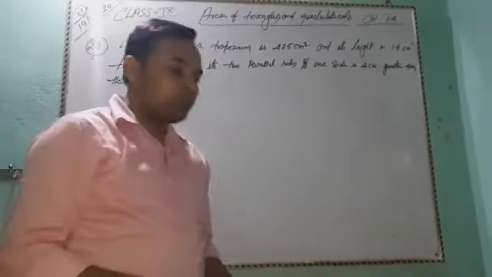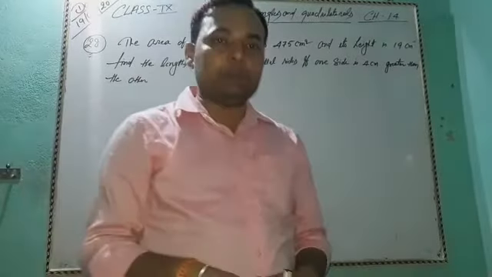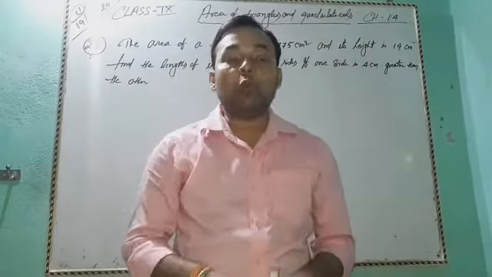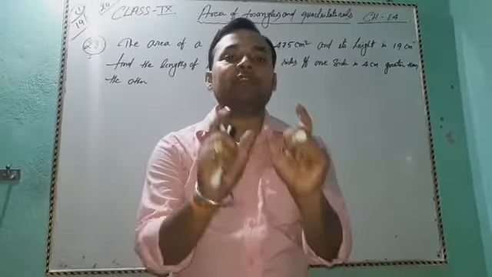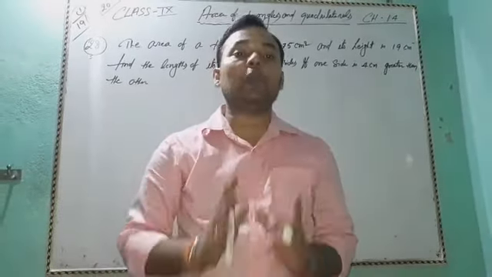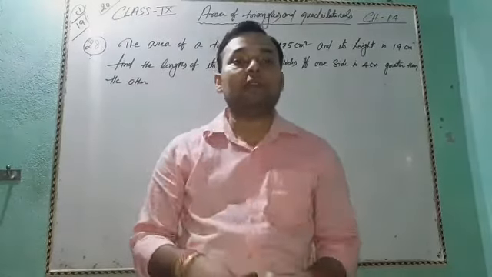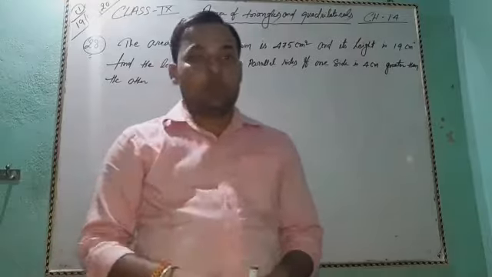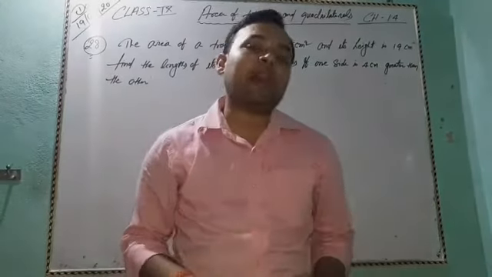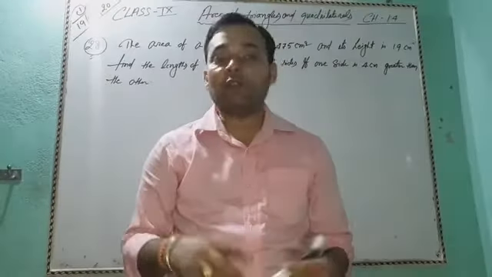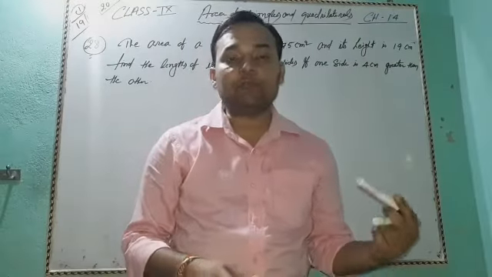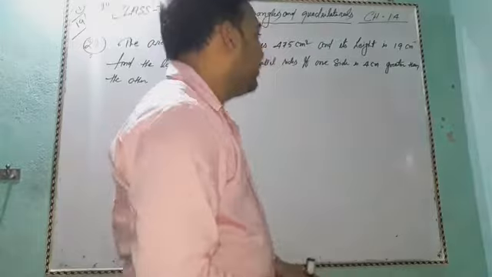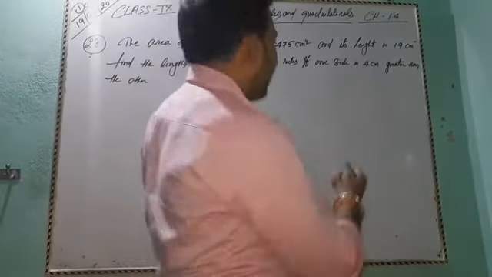Okay, so students, what is a trapezium? A trapezium is a quadrilateral in which one pair of opposite sides are parallel. That quadrilateral in which one pair of opposite sides are parallel, we say that quadrilateral is called a trapezium. We see a diagram.